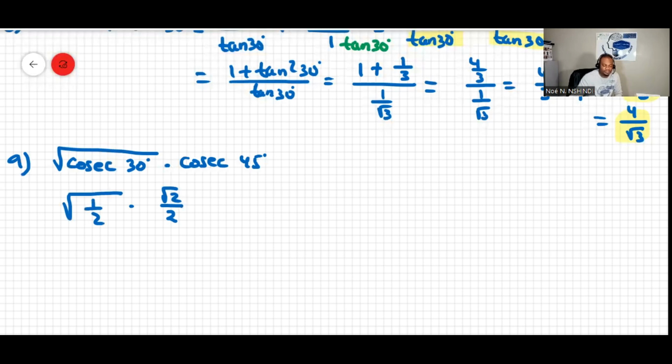Okay, so this is the same thing as square root of 1 over square root of 2 multiplied by square root of 2 over 2. Then there we can simplify root 2 and root 2, and the square root of 1 is just 1, so it's going to be a half.